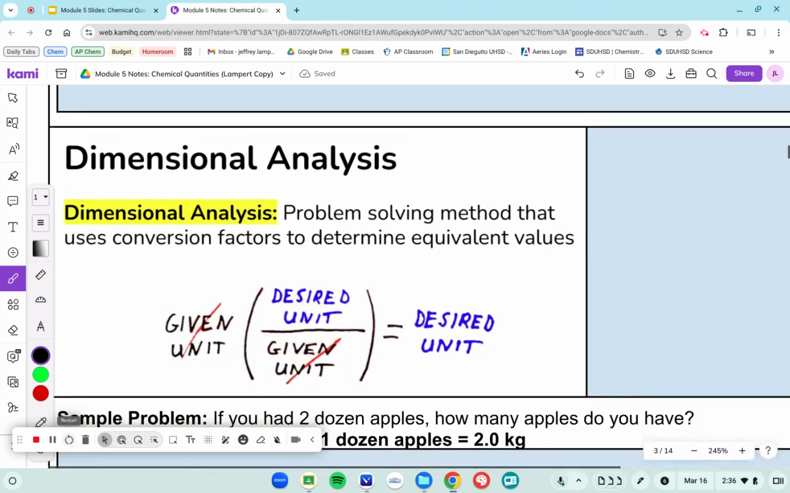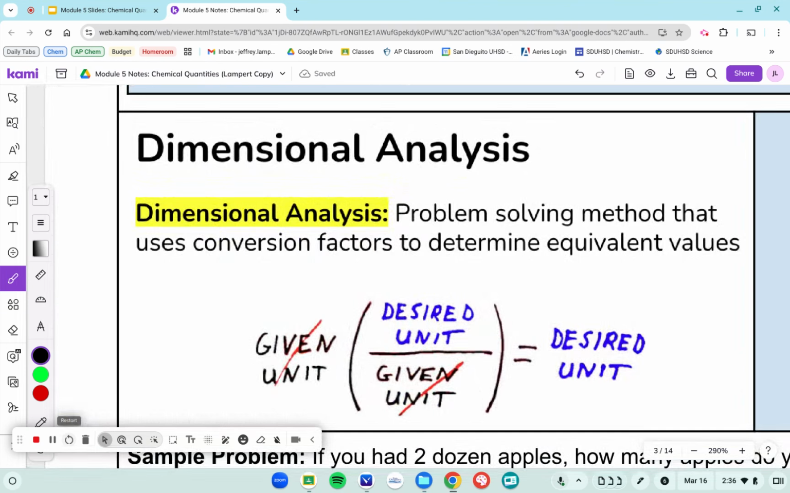All right, so now let's go into the actual math that we need to do here. The process is called dimensional analysis. The actual definition of dimensional analysis is a problem-solving method that uses conversion factors to determine equivalent values. The basic math is going to look like this every single time. You take whatever value you're given in the problem, and you're trying to convert it to some other unit. You write the given value, and you multiply by a conversion factor that has the unit you want to end with on top, and the unit you want to cancel out, the given unit, on the bottom, so that you end up with the desired unit.